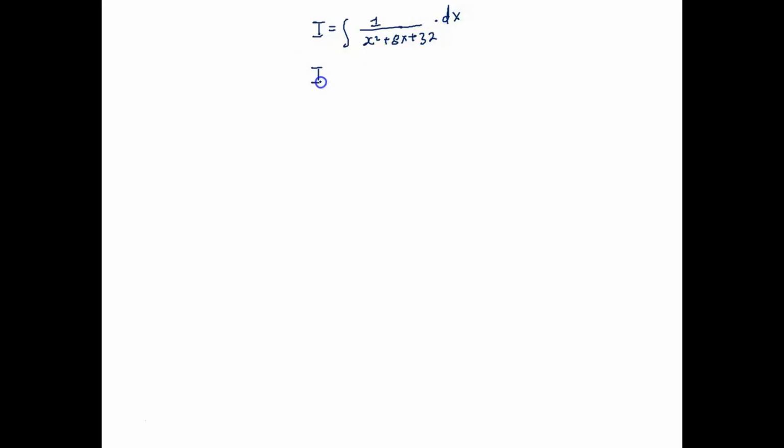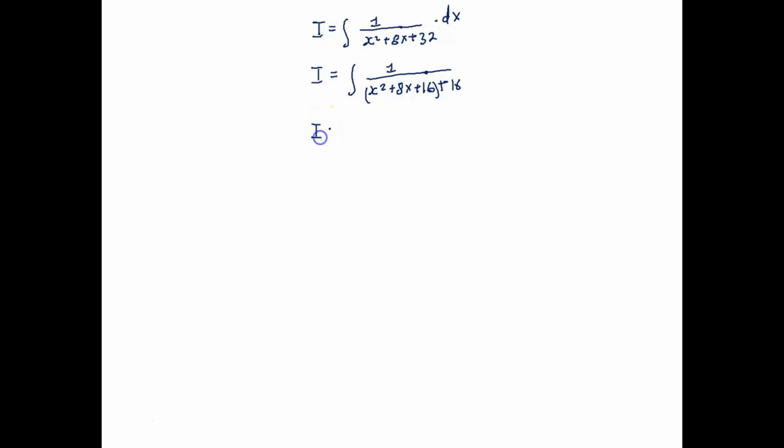Now we can say that this 32 can be written as 16 plus 16. So the given integral is equal to 1 by x square plus 8 times x plus 16 plus 16. We have broken this 32 as 16 plus 16. Now on combining the first three terms, these first three terms can be written as (x plus 4) whole square.